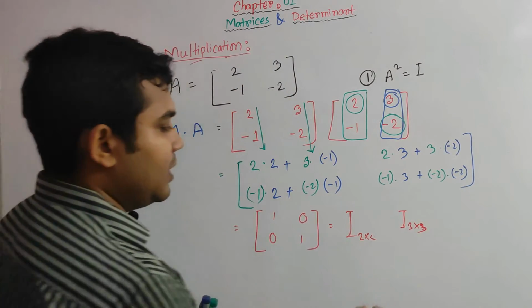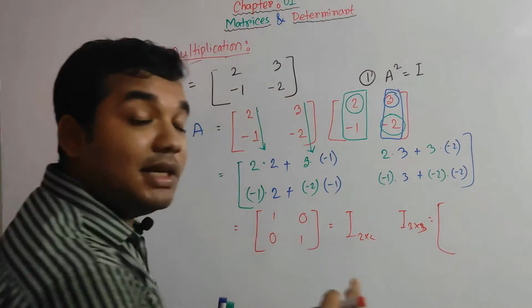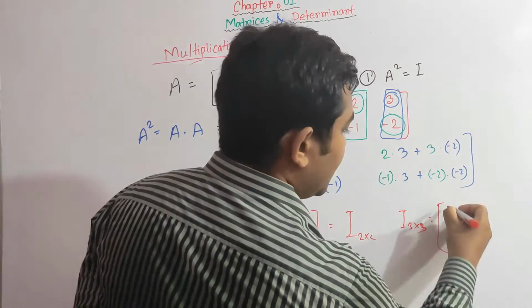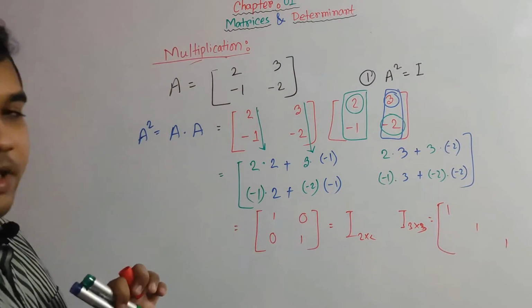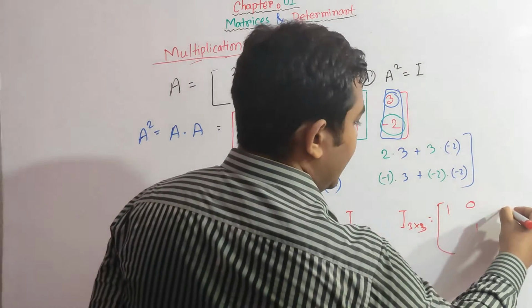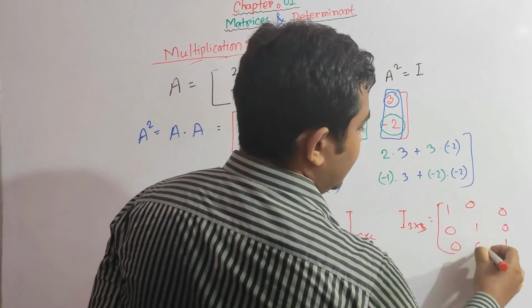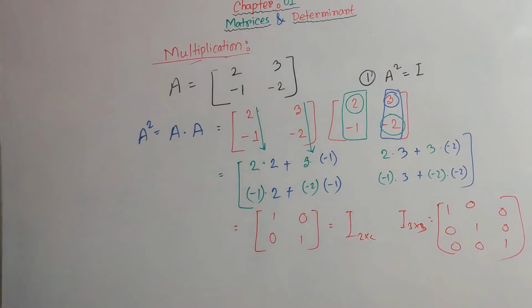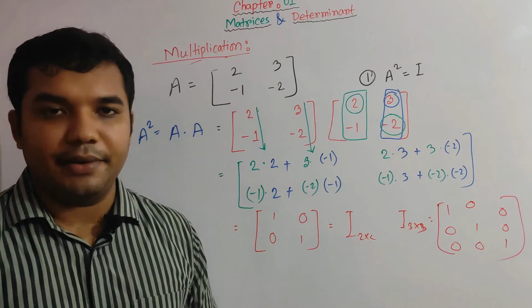I3 by 3 means what? I3 by 3 means there are 3 rows and 3 columns. Just on our principal diagonal, write 1, and give 0 elsewhere. Then this is the I3 by 3 matrix, here.